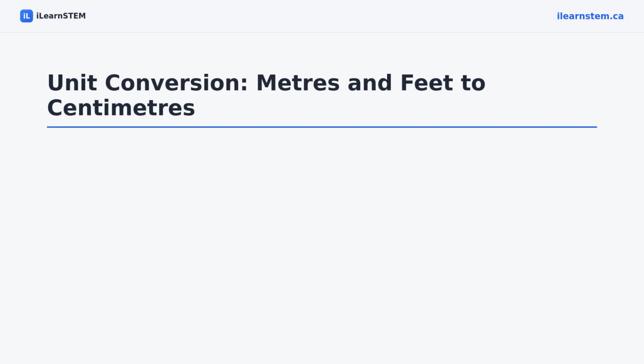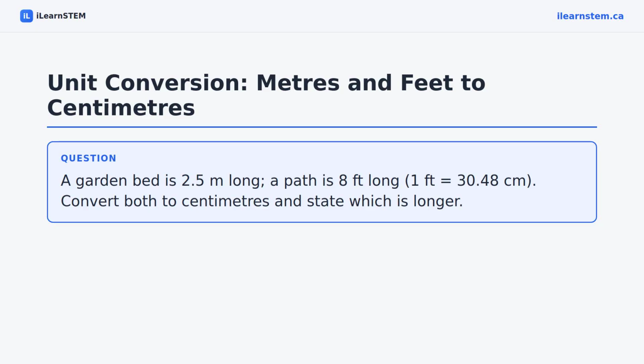Let's practice converting lengths from meters and feet to centimeters. Here's the problem. A garden bed is 2.5 meters long and a path is 8 feet long. Given that 1 foot equals 30.48 centimeters, convert both lengths to centimeters and state which is longer.